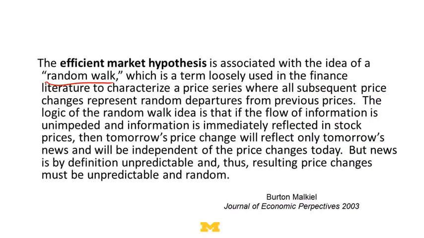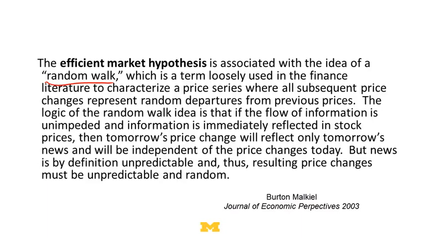The logic of the random walk idea is that the flow of information is unimpeded and information is immediately reflected in stock prices. Then tomorrow's price change will reflect only tomorrow's news and will be independent of the price changes today. But news is by definition unpredictable, and thus resulting price changes must be unpredictable and random. So what does this mean?